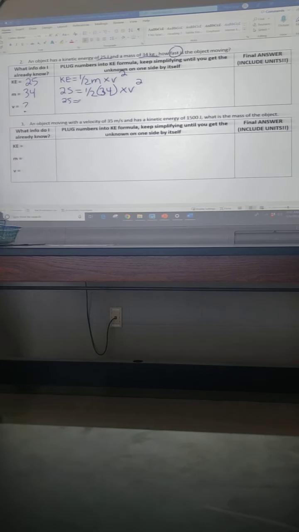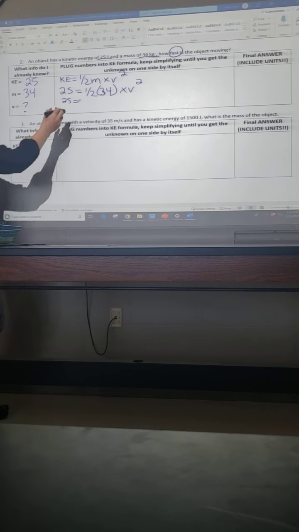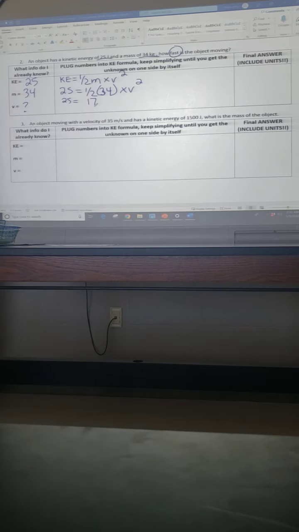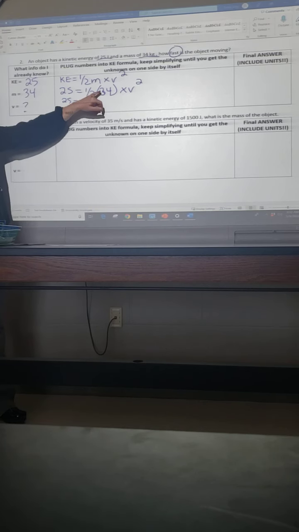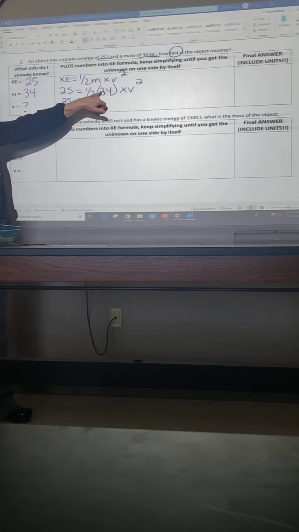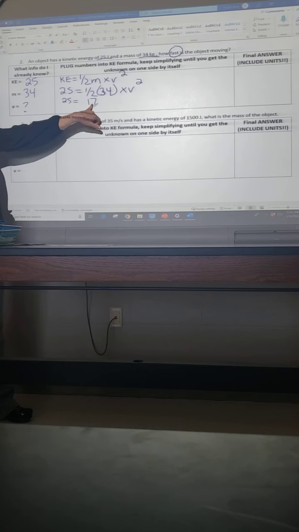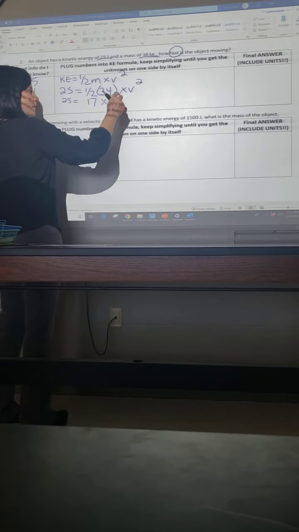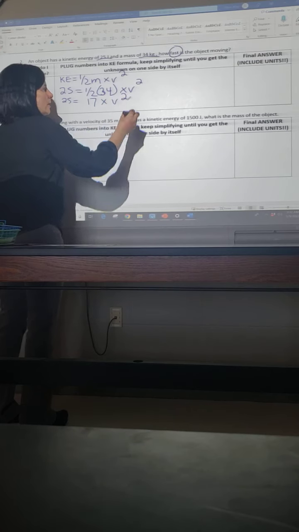What is 1/2 of 34? 17. Okay, so again, you can either take 34 divided by 2 or 34 times 0.5 if you want to think of it as the decimal. Either way, and if you don't trust me, put it in both ways and you'll see you still get 17 either way. So that gets simplified. We bring that answer down. We still have to bring down our multiplication and we still have to bring down our V squared. Now we're at the point where we need to try to get velocity by itself.